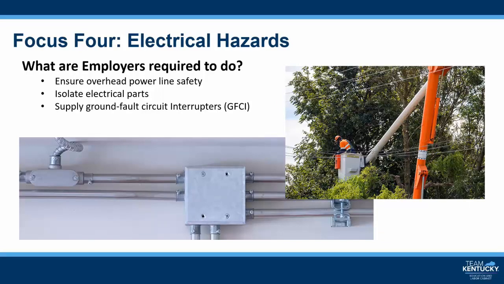What are employers required to do to protect workers from electrocutions? They are required to ensure overhead power line safety, to isolate electrical parts, and to supply ground fault circuit interrupters, or GFCIs. There are 3 major ways employers should control power line hazards: by maintaining a safe distance from lines, having the power company de-energize and ground the power lines, have a power company representative at the site, and having the power company install insulated sleeves, also known as eels, over power lines.